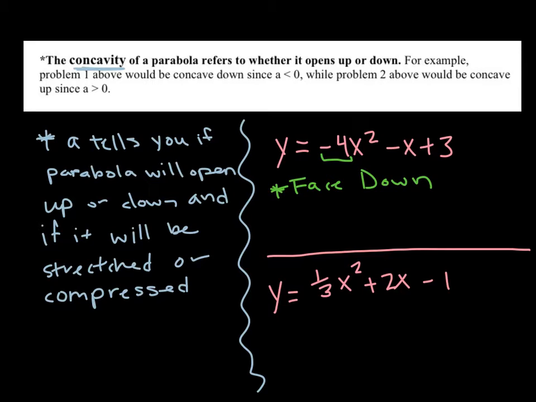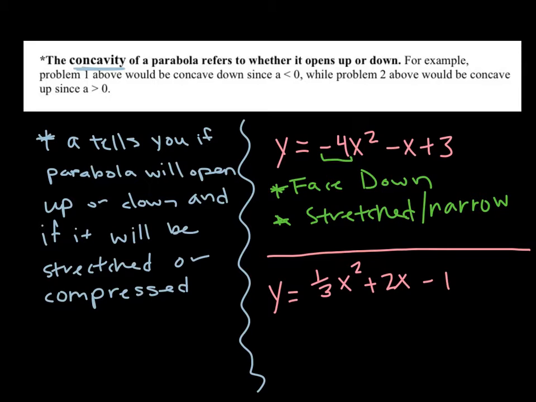And the 4 tells you that it will be stretched or narrow because 4 is greater than 1. And remember, that's why we say the absolute value.